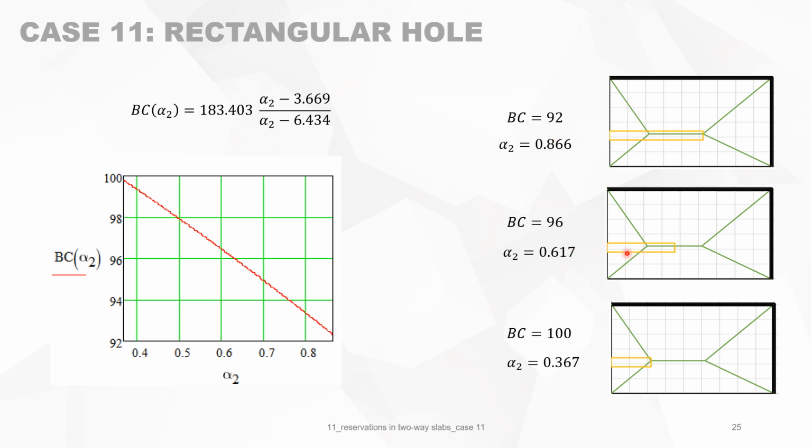So it's not necessarily the surface of the reservation that makes it more severe. No, the parameter that is most important is, are you cutting yield lines, yes or no?